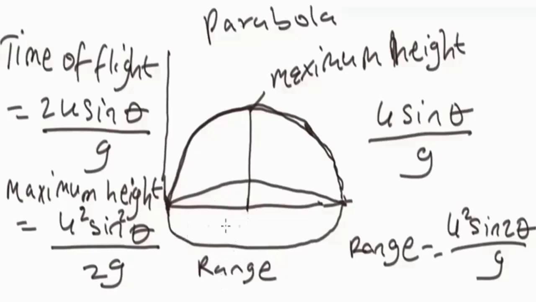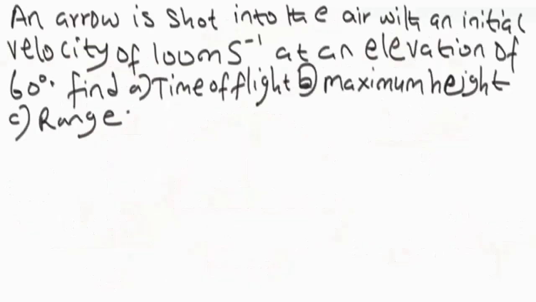Let's wipe this now and look at some calculations. So we have this problem. It says an arrow is shot into the air with an initial velocity of 100 meters per second at an elevation of 60 degrees. Find time of flight, maximum height, and range. Let's begin with time of flight.